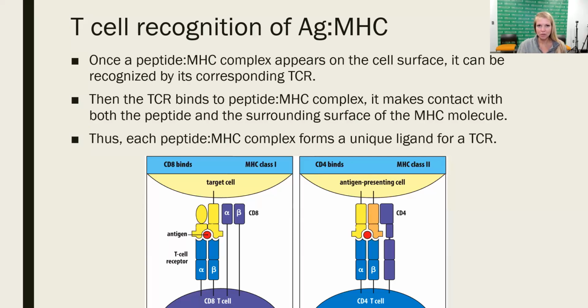Okay, a little refresher from where we left off. We left off talking about how an intracellular pathogen gets degraded, gets loaded onto an MHC class 1 molecule, and moved to the surface. That peptide is recognized by a CD8 positive T cell. CD8 is going to recognize MHC class 1. The T cell receptor alpha beta chains are going to recognize the tiny little peptide fragment.